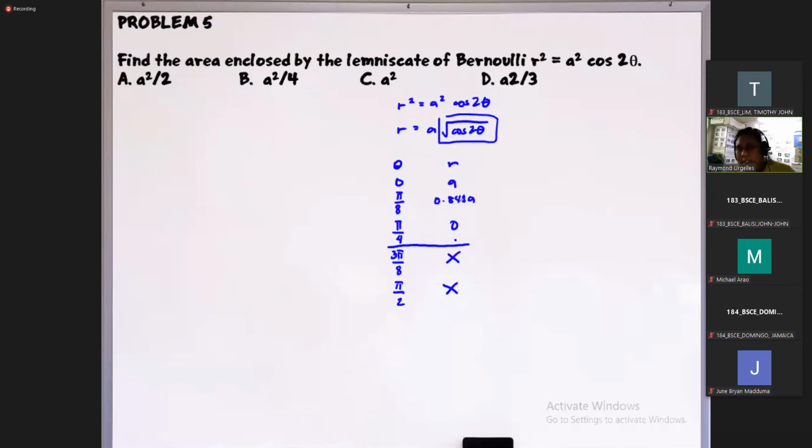Now let's do some tests of symmetry. What we need to remember with polar curves is this: consider this point here. If it is symmetric with respect to the x-axis, then we will get this other point. Symmetric means we mirror the point with respect to the x-axis, so whatever this distance is, that is also this distance. If this is y, this is also y. If this is r, this is also r. If this is theta, this is also theta. So that is what happens in symmetry.